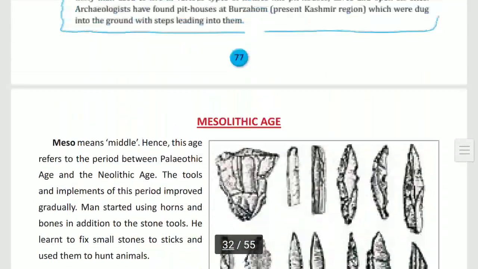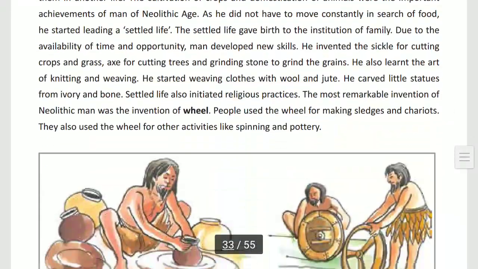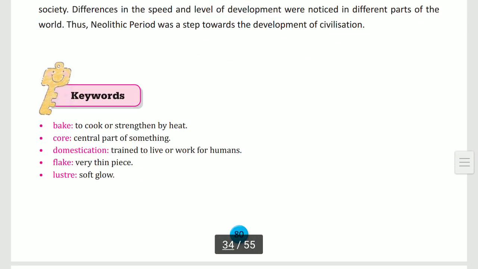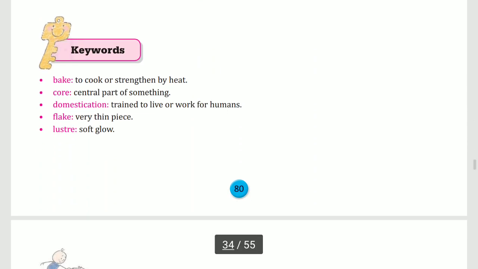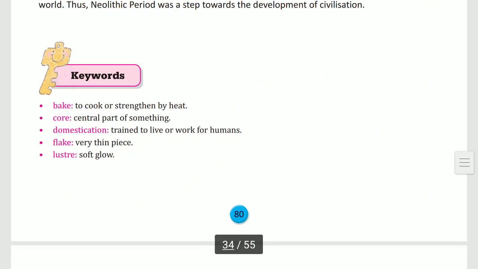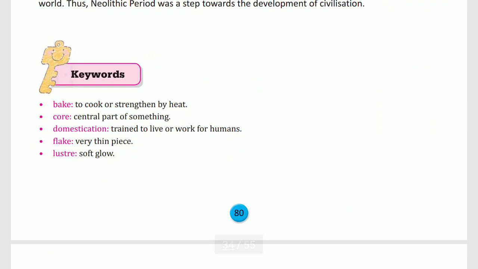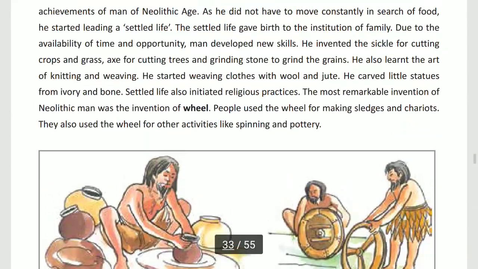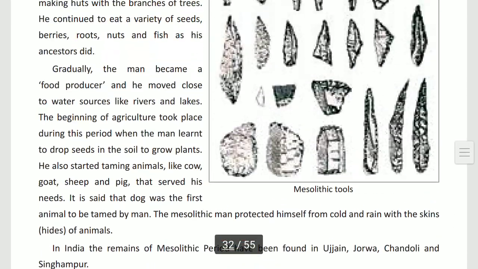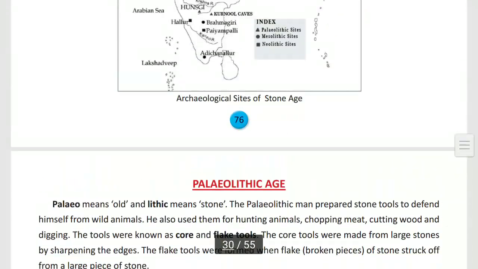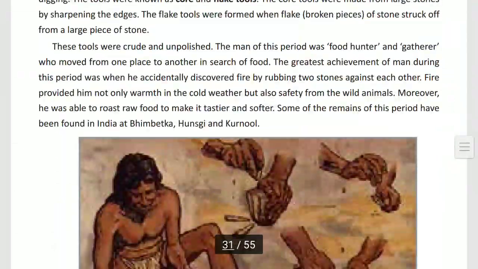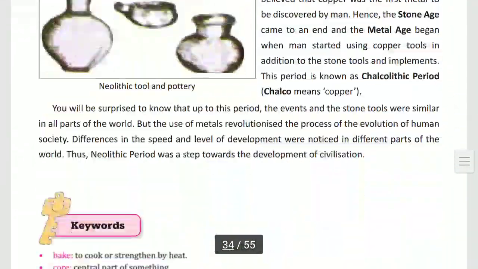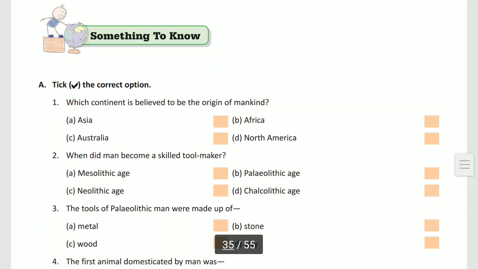the Paleolithic age yesterday, the Mesolithic age we have discussed, and the Neolithic age also. Now it's time for keywords. First we have to write the keywords of this chapter in neat and clean writing. After writing these keywords, we have to write all the Do You Knows. Here is 1 Do You Know, 2, 3. Only 3 Do You Knows we have. After writing these two, we will start writing Something to Know in the fair copy, in the history copy.